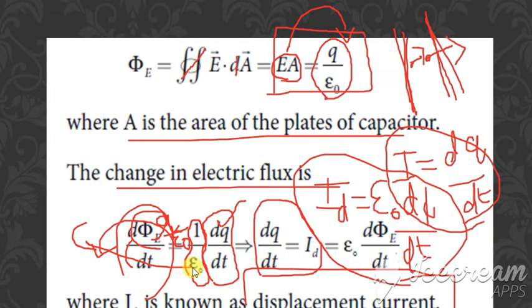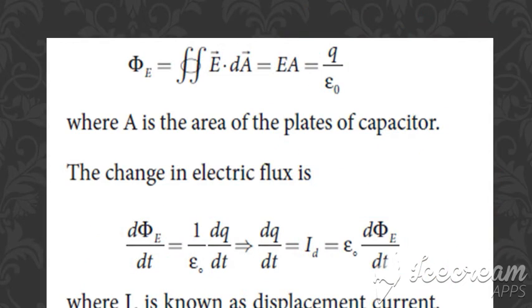So if you want I of d alone, what do we do? Epsilon naught we are bringing to this side, so epsilon naught into d phi divided by dt. This formula is very important regarding this I of d, and you'll be using it in your problems. So E into A is equal to Q divided by epsilon naught, and also I of d is equal to epsilon naught into d phi divided by dt. Next, we are going to see the definition of this displacement current.